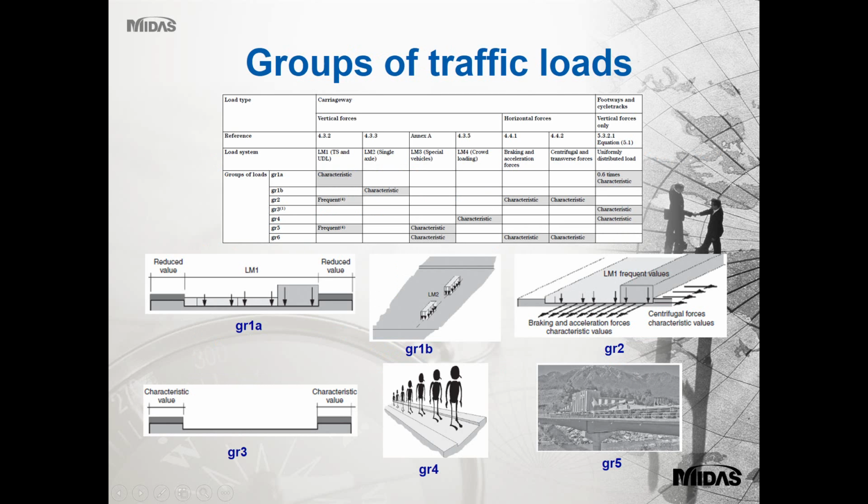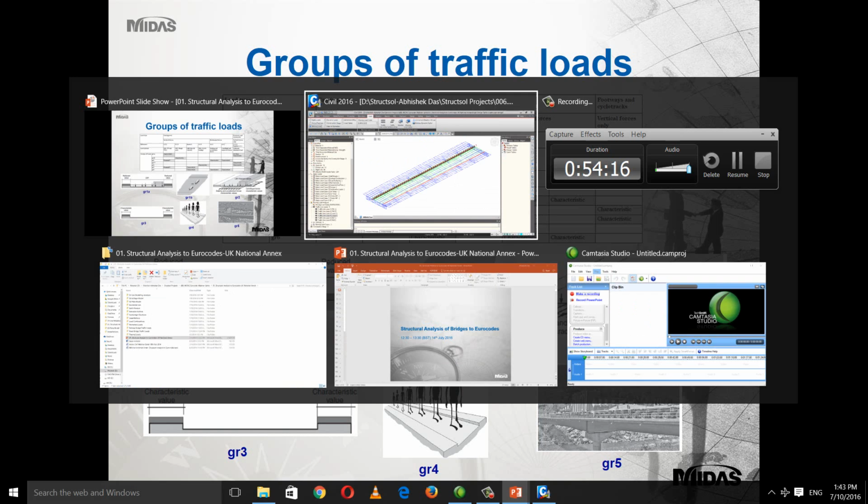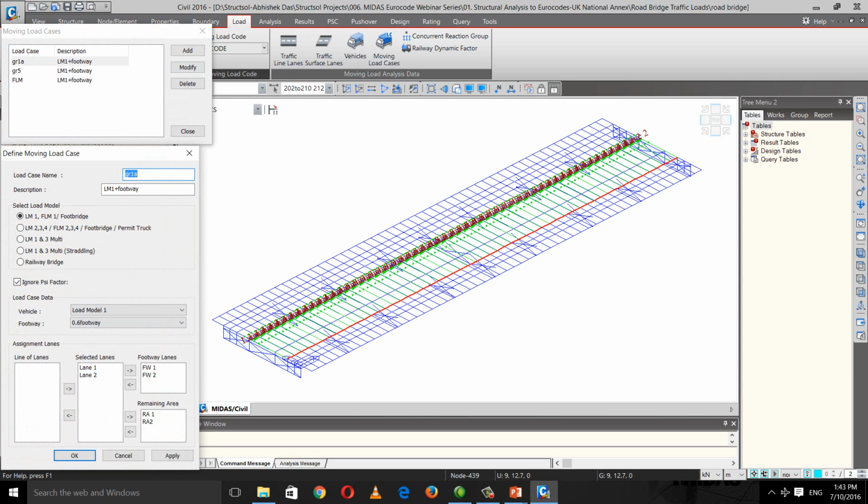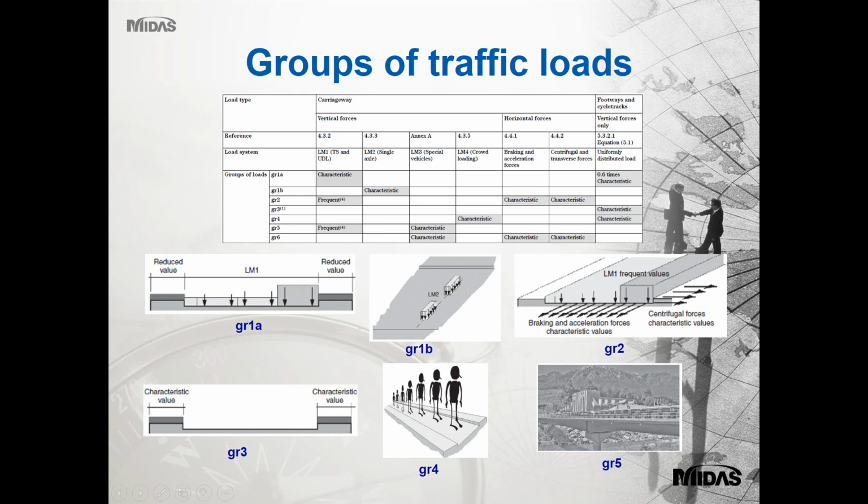Okay, now once we have put these vehicles on different lanes, we need to combine the traffic loads as per the combinations given in the UK National Annex. The first type of combination is group 1A, which is for normal traffic only. We have load model 1 on all the lanes. The way we define it is, in load cases, we select the lanes: lane 1, 2, footway lanes. So load model 1 is combined with 60% of footway loading, and then the remaining area is also applied with the load corresponding to the remaining area.